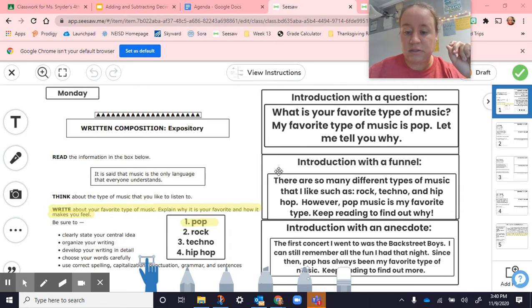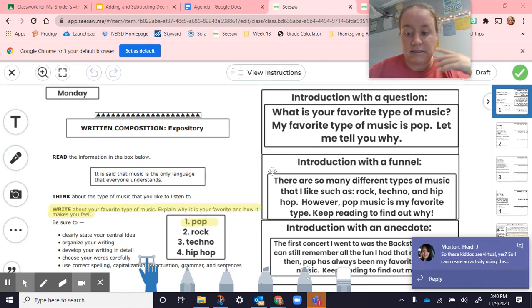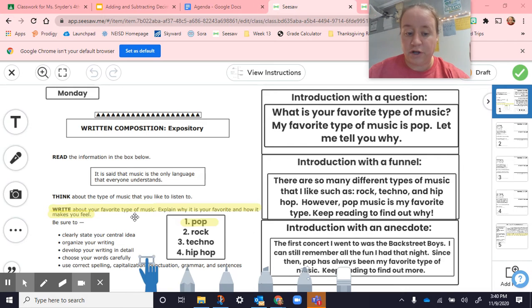Funnel, again, the funnel has a very distinct structure. You can use this with just about any prompt; I haven't really found one that you can't use it with. You can just change it and make it fit whatever your topic is about. So it says, there are so many different types of music that I like, such as rock, techno, and hip hop. However, pop music is my favorite type. Keep reading to find out why.